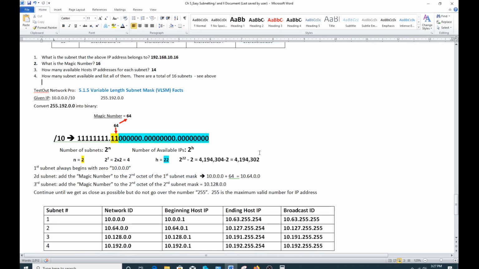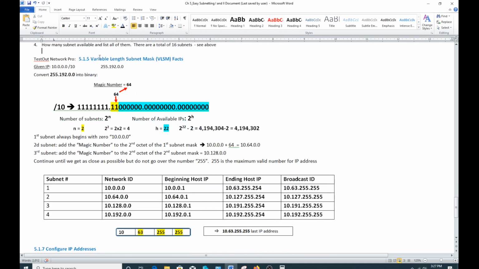Okay, let's look at an example of your 5.15 section in the test out. It gives us an IP address of 10.0.0.0/10 and the subnet mask 255.192.0.0. So from here we need to determine how many subnets there are. Well, first of all, we write down that /10 in binary, okay, and these right here are the 1 bits, ten 1 bits, and fill in the rest with 0.